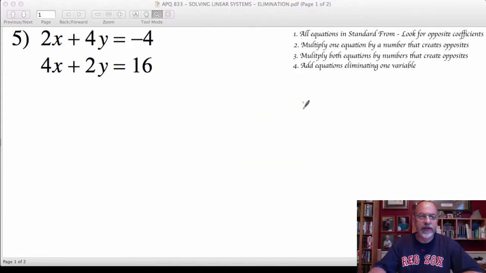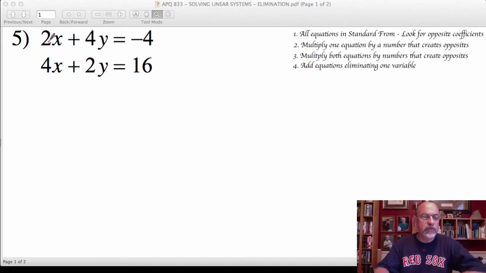Looking at number 5, we again want to go through our steps, so we will check and make sure our equations are in standard form. They are. We will then look for opposite coefficients. The x coefficients, 2 and 4, are not opposites. The y coefficients, 2 and 4, are not opposites. So we're going to have to multiply at least one equation by a number that would create opposites.